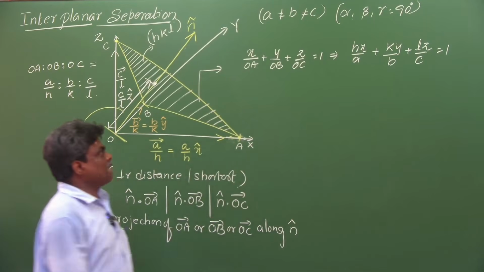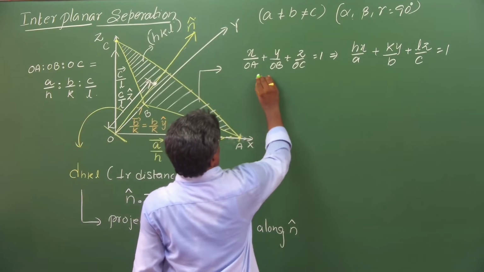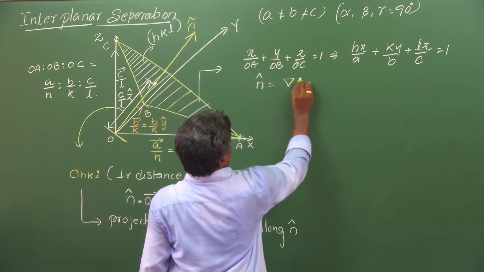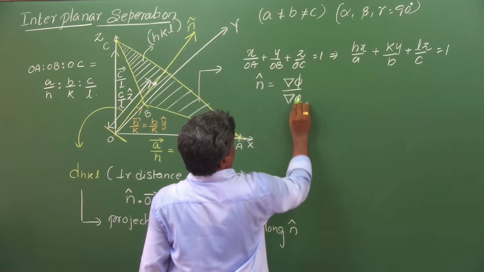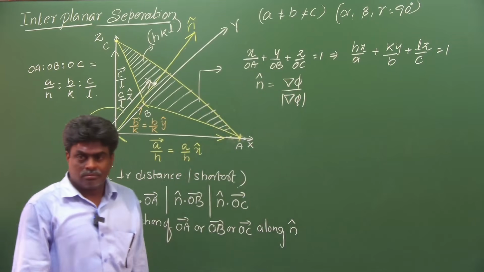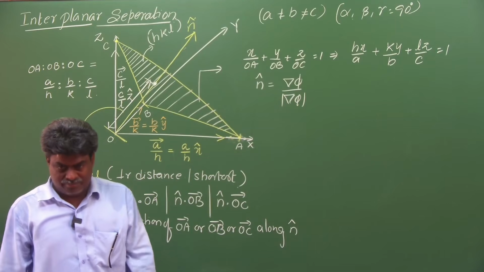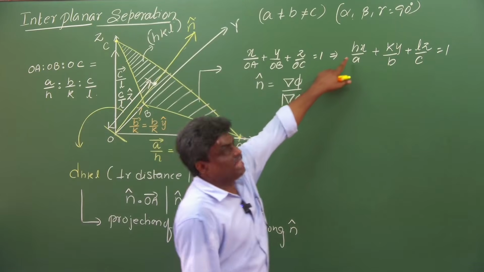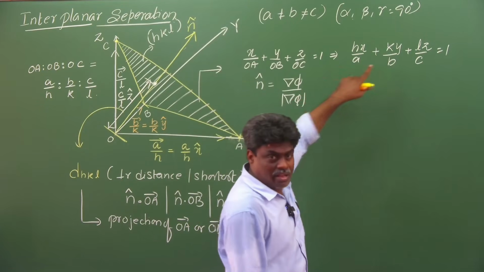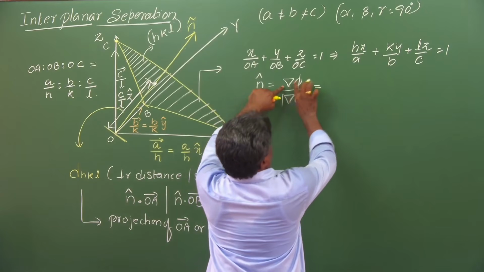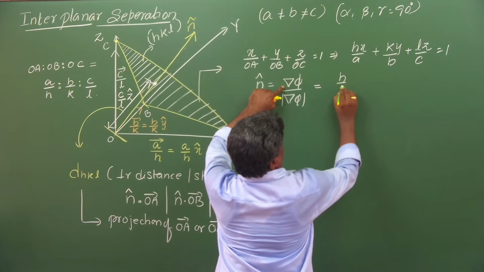You know, your mathematics is already explained. How to get n cap? n cap is given by del phi by magnitude of del phi. Phi is your plane. Your plane is already there: hx by a. Okay? So I hope everybody is ready to find del phi. Del phi, come on, say.